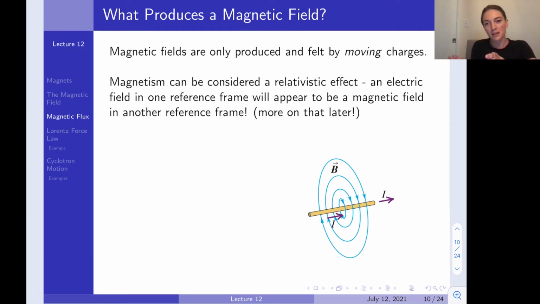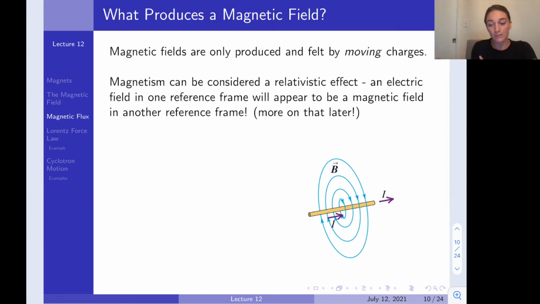Now, you might think that this isn't true because a magnet has a magnetic field and it's not moving, but we'll talk about that a little bit more in our next lecture. Really, there are little charges in the magnet that are moving, sort of. But we'll talk about that in our next lecture and see why, even though the magnet isn't moving, the charges are. So magnetic fields that we'll be studying are created by moving point charges.